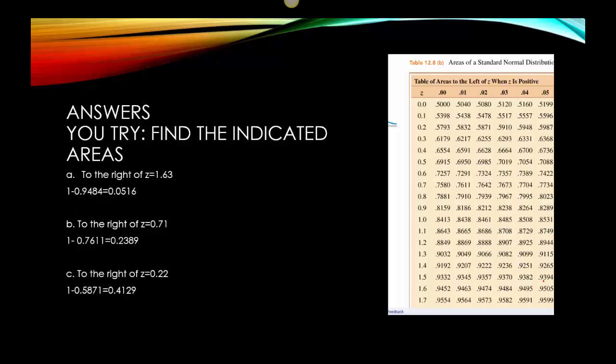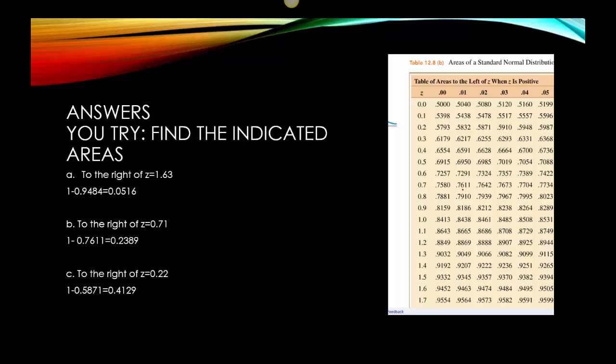Okay, so here's what I got. I start with 1.63, so here's 0, 1, 2, 3. My area to the left was 0.9484, so 1 minus 0.9484 gave me 0.0516. If I go to the right of 0.71, so here I'm at 0.7, there's 0.71, I have 0.7611, so 1 minus 0.7611, but make sure you're using your calculator to get these. I don't want you guys wasting time doing it by hand. I got 0.2389.